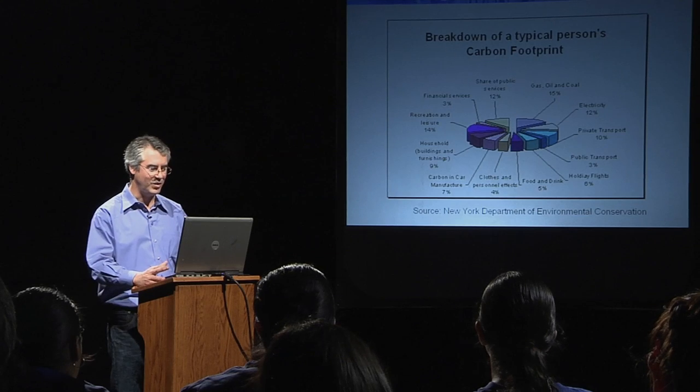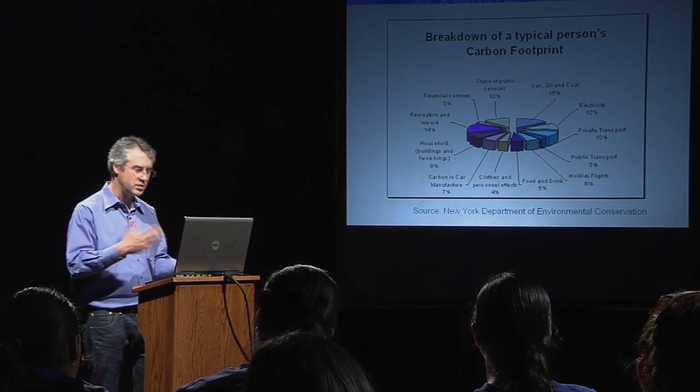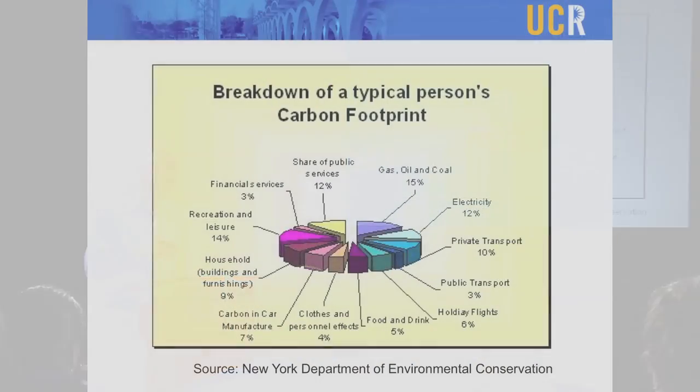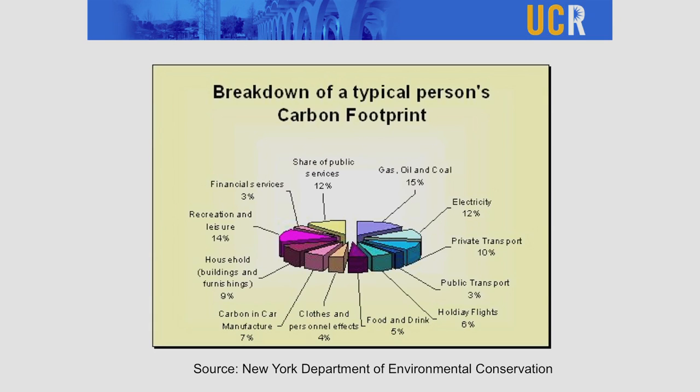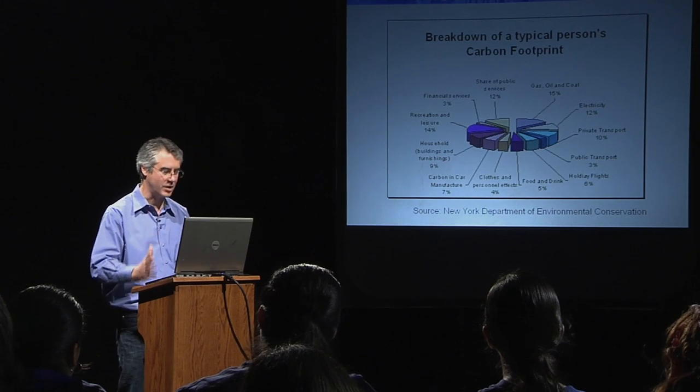And looking at some of their data, what they've come up with is how much people use, what makes up your carbon footprint? Well, some holiday flights, some food and drink, some recreation and leisure. The one thing in here that really struck me that I did not anticipate was the carbon used in manufacturing a car. And so it's a huge carbon cost to manufacture a car.